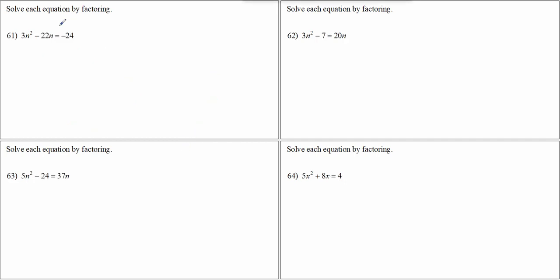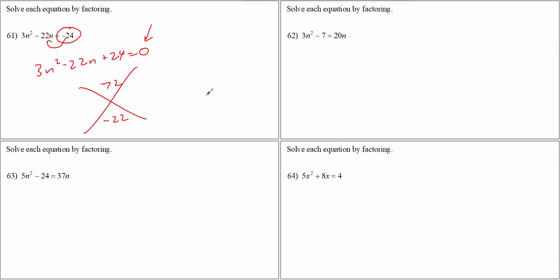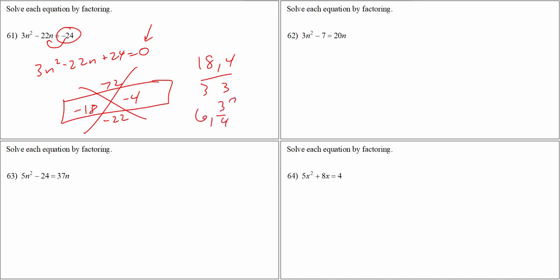Pretty simple. This one, let's move the negative 24 over. 3n squared minus 22n plus 24 equals 0. This needs to happen. Let's do this one. We got 72 up top, negative 22 on the bottom. We got negative 18 and negative 4. Let's take these numbers and flip them. Divide by 3. That's 6, and that's 3/4, and we're done. That was it. Pretty simple.